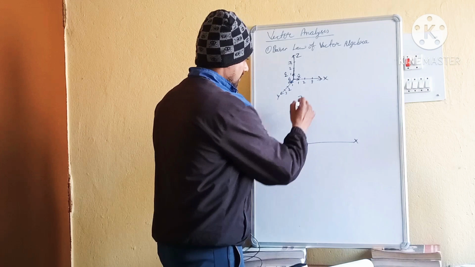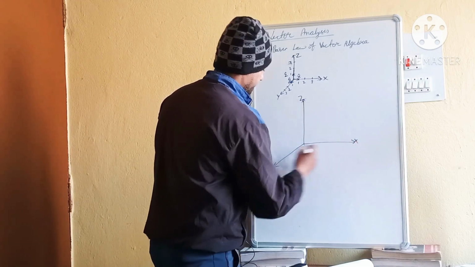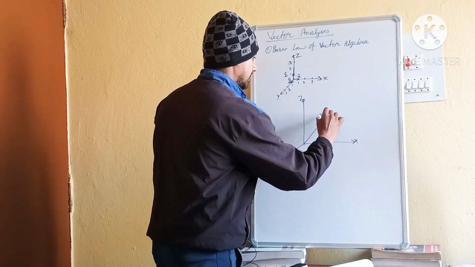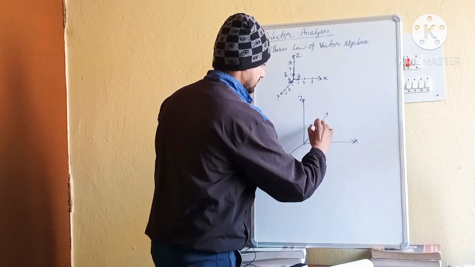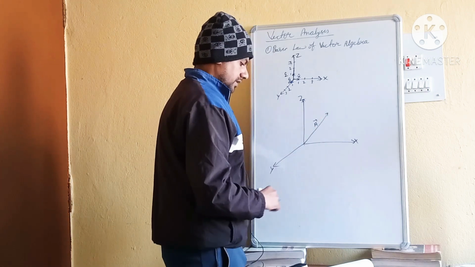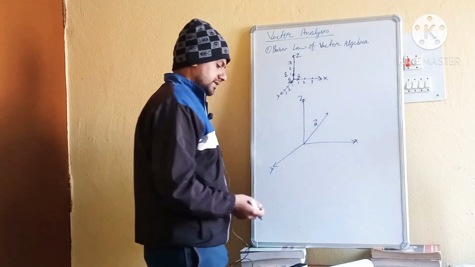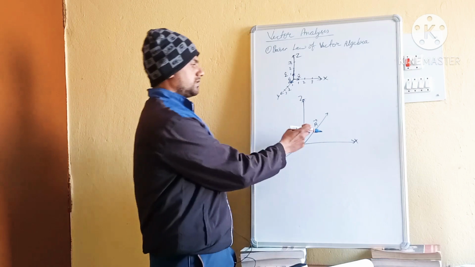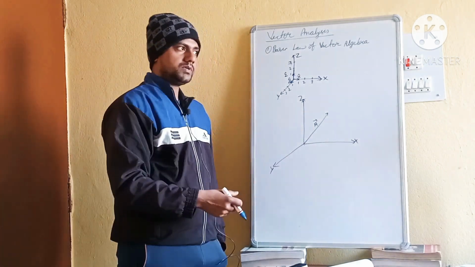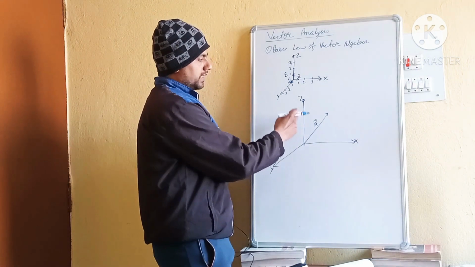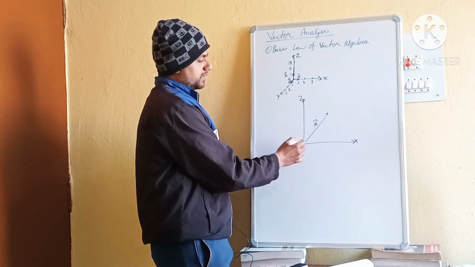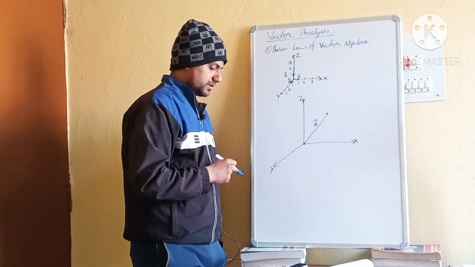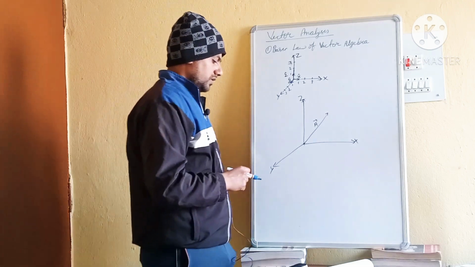So what next? Here if you have a vector a, so this is a vector a, then in that case, what will be the component of this vector a along the x-axis, what will be the component along the y-axis, and what will be the component along the z-axis. So these three things I will show you just now.